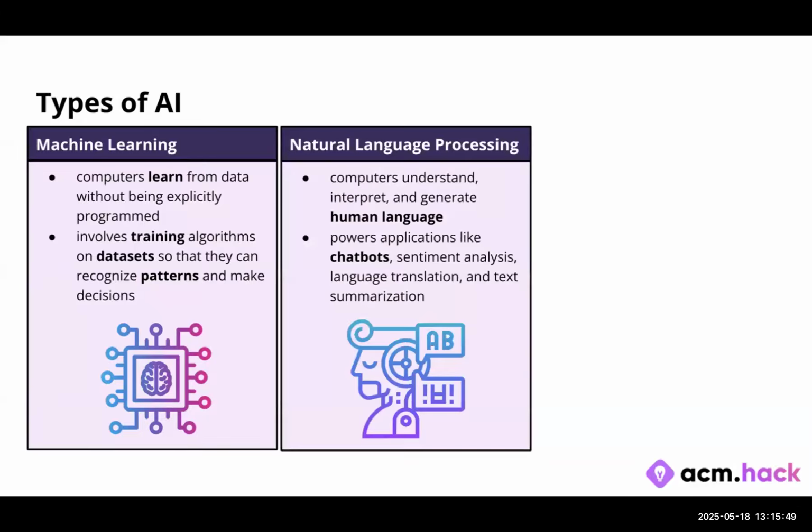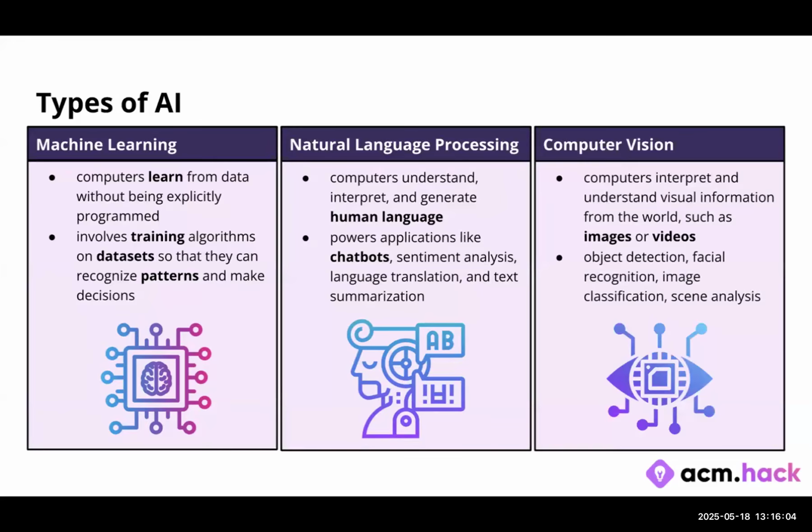The second is natural language processing. Like you said, ChatGPT is a great example of NLP, and that's just how computers understand, interpret, and generate new human language. They power applications like chatbots, sentiment analysis, and things like that. And lastly is computer vision, which is kind of similar to ChatGPT, but instead it's working on images rather than text.